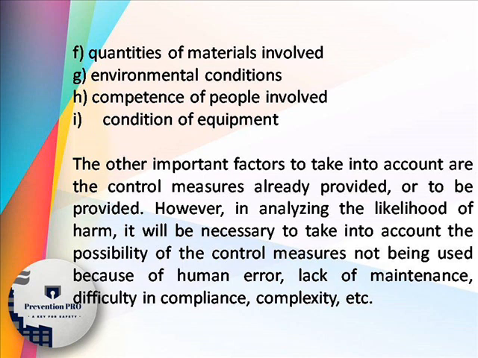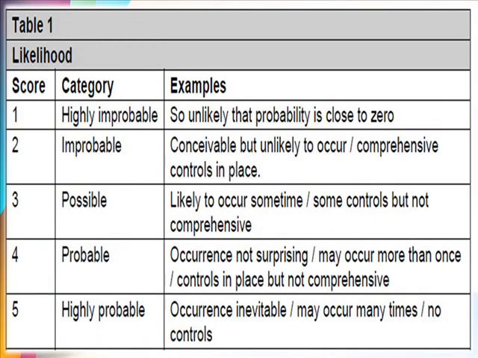I. Condition of equipment. The other important factors to take into account are the control measures already provided, or to be provided. However, in analyzing the likelihood of harm, it will be necessary to take into account the possibility of the control measures not being used because of human error, lack of maintenance, difficulty in compliance, complexity, etc. We see how to consider likelihood through a table.